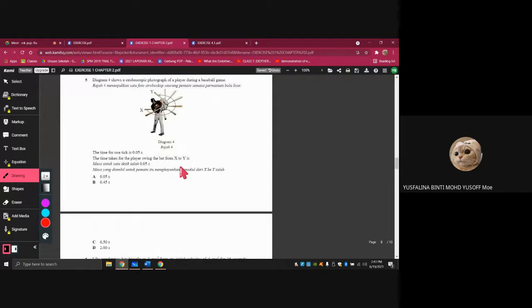Okay, for number 5. Most of you got it correct. This one is like a ticker tape, right? One tick is 0.02, that one is for ticker tape. This one is a stroboscope. They already said one tick is 0.05. So one tick is actually this one, in the middle here.